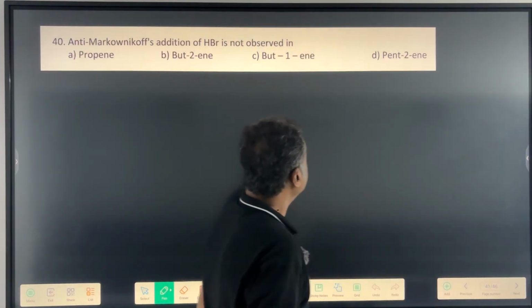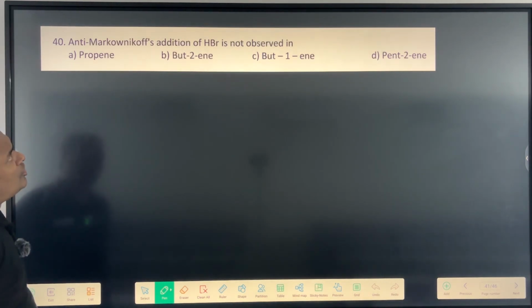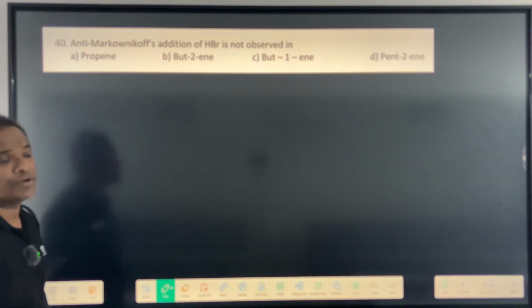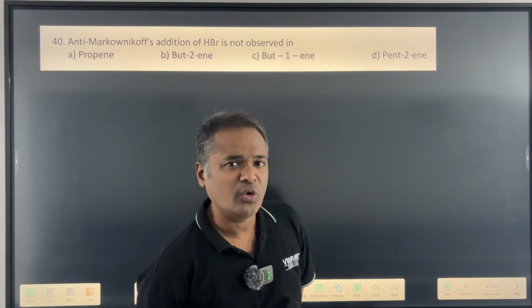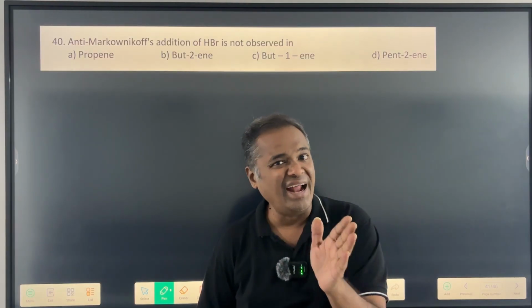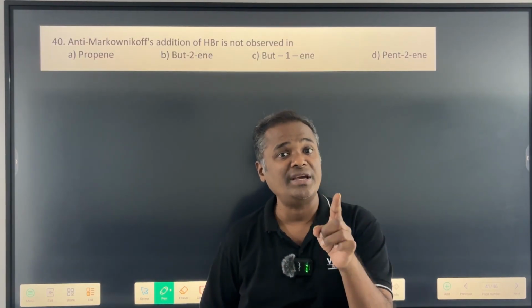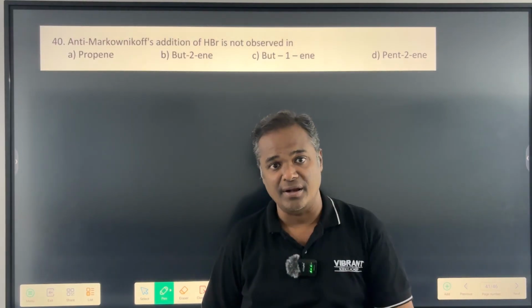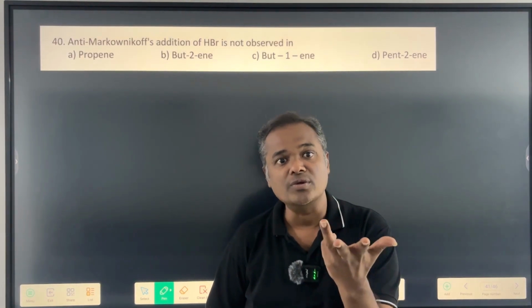What we have now: anti-Markovnikov addition rule of HBr is not observed. Now, basically when you talk about Markovnikov and anti-Markovnikov, you must be knowing one point which I had mentioned. Markovnikov and anti-Markovnikov rule works only and only if your alkene is unsymmetrical. That means for symmetrical alkenes, you don't require any rules, correct?